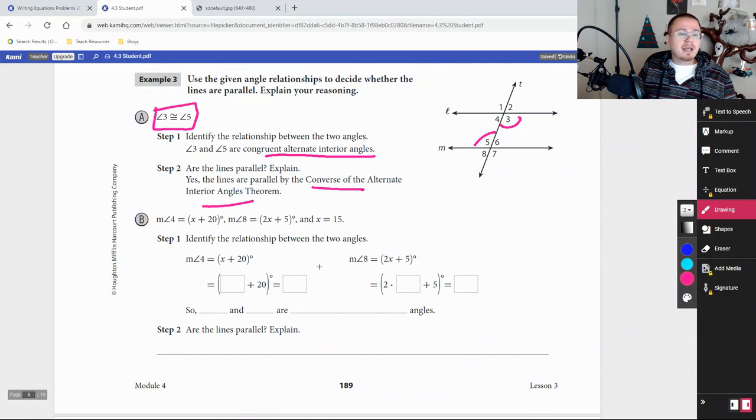So here's an example with some math. We're pulling out some algebra here, just so you're aware. We know the measure of angle 4, we know the measure of angle 8, and we know x. First, identify the relationship between the two angles. Well, angle 4 is here, and angle 8 is here. Pause and do this, please, and then let's check it.